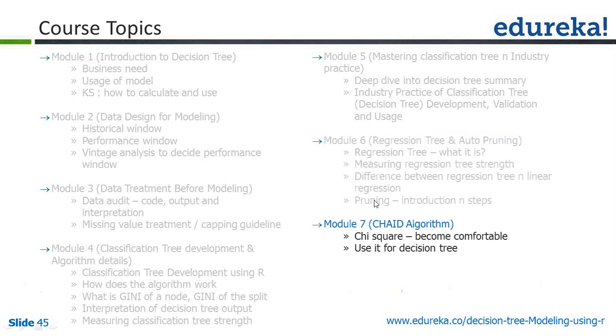In module 7, we will go through the CHAID algorithm. CHAID stands for chi-square automatic interaction detector. The classification tree is called CA and the regression tree is called R. That's why this whole technique is called CART. So this is CHAID, this is CART. So you learn CHAID and CART. You will understand chi-square very well. You will become comfortable and you will know how to use it in the decision tree.